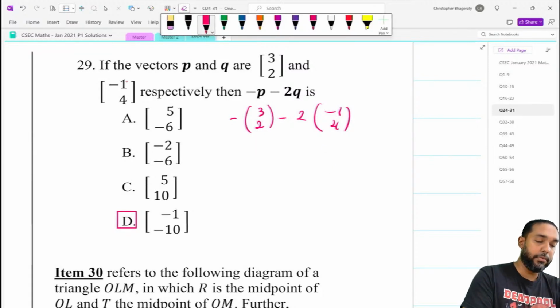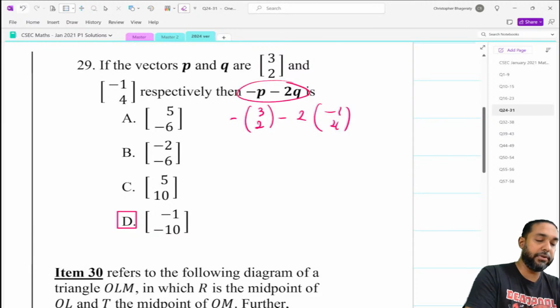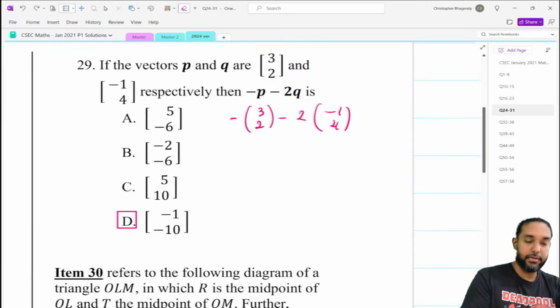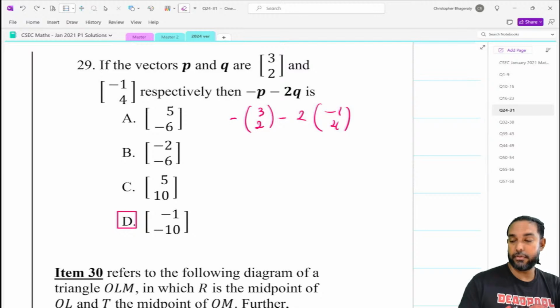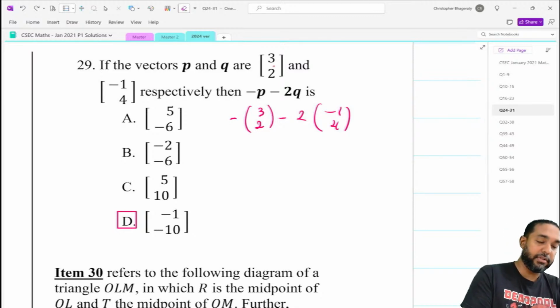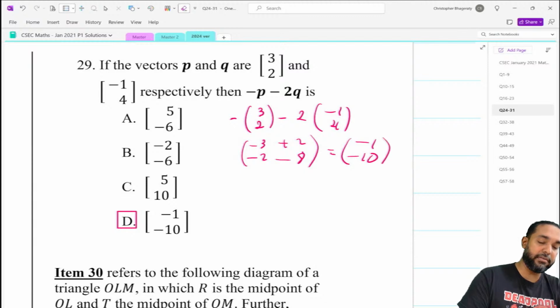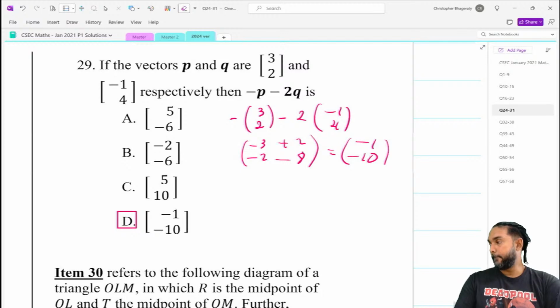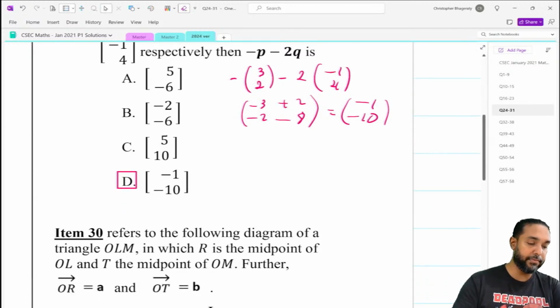Right. So they want -P - 2Q. So it's a minus this. So it's (-3, -2), and then you minus. And so 2 by -1 is -2, so you could do -2 by -1, which is plus 2. -2 by 4 is -8. -3 + 2 is -1. -2 - 8 is -10. We okay with that one now? Yeah, thanks. Cool, no problems.